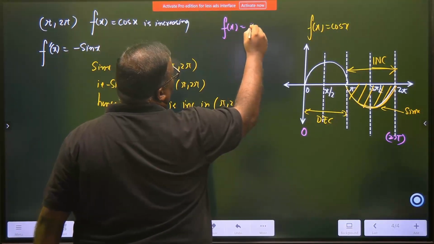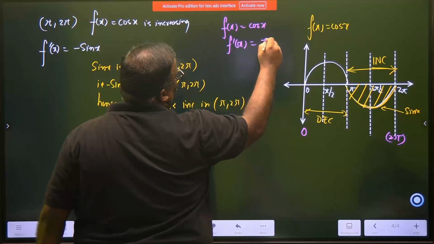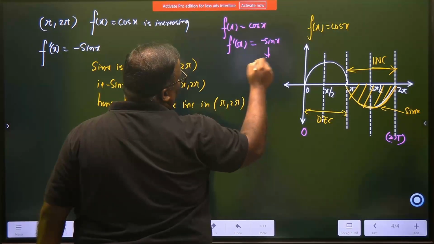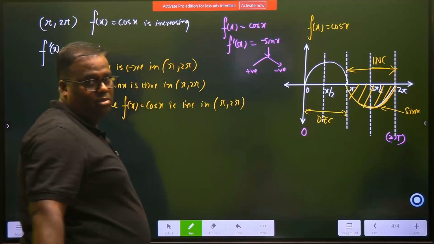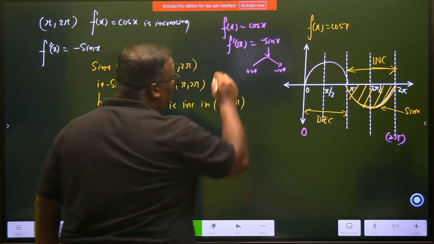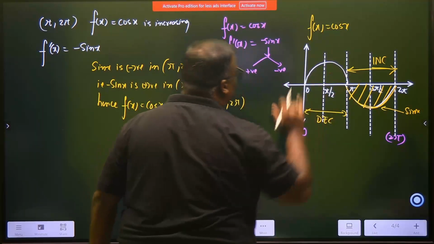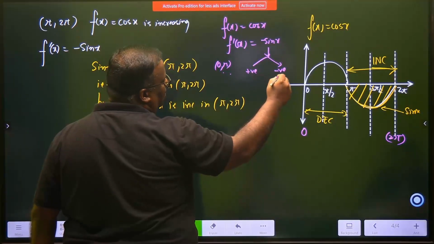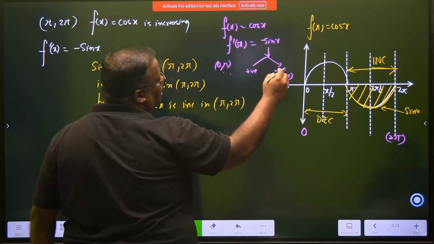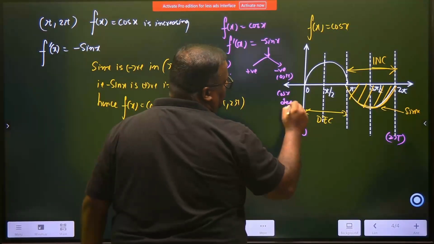f x equal to cos x, f dash x equal to minus sin x. Now this value can be of two types, positive, negative, right? First time you tested in which interval, beta? 0 and pi. Between 0 and pi, sin x is positive, therefore minus sin x is negative. So this is 0, this is negative. That means cos x here is decreasing.